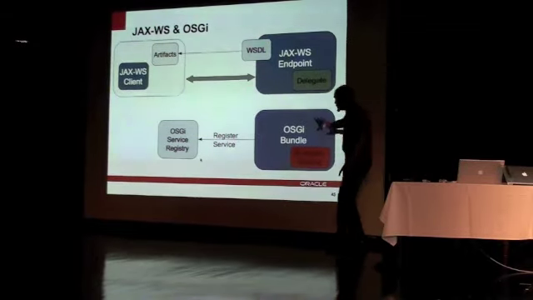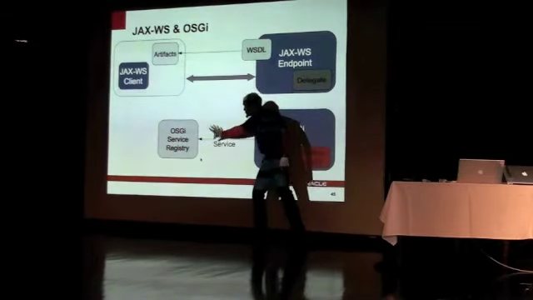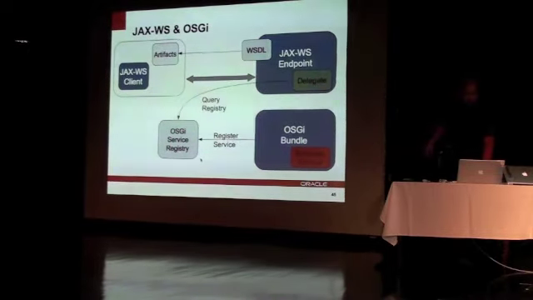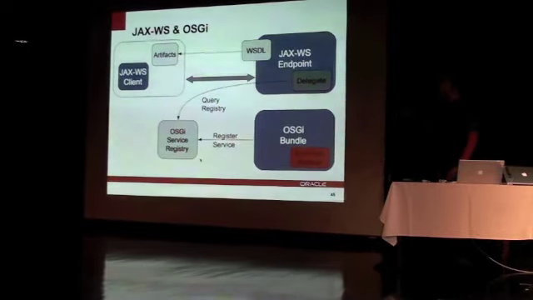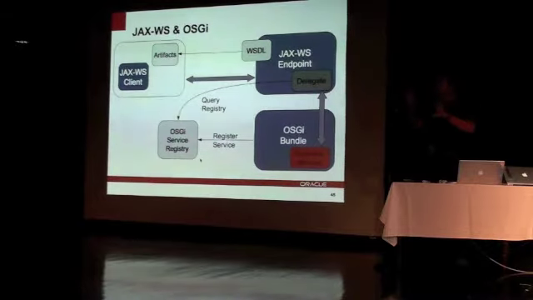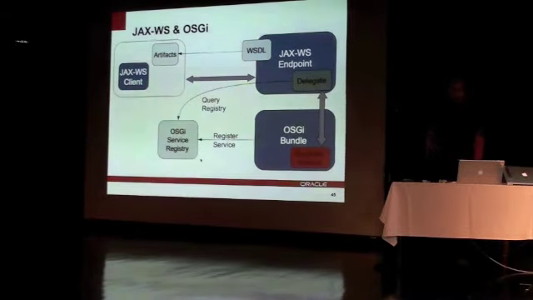In this business method, this is the OSGi bundle, so I register my service over here. This delegate is basically my OSGi client. It queries the registry, gets the service, and then talks directly to the business method. So those are some of the use cases on how you can mix and match different Java EE technologies and OSGi bundles.